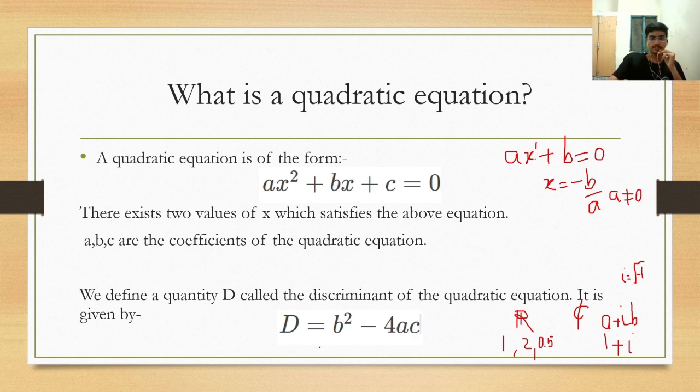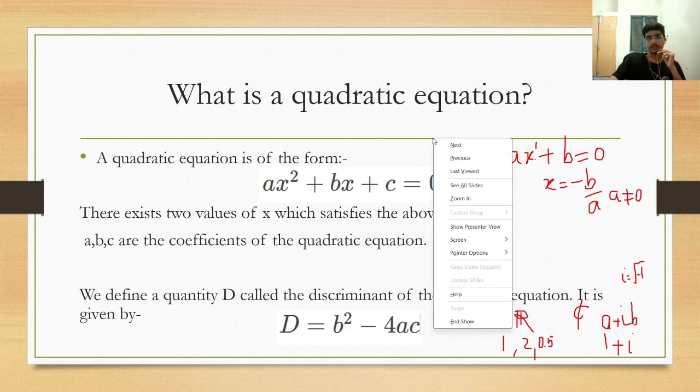So D is basically b square minus 4ac. b is the coefficient of x, a is the leading coefficient, that is the coefficient of x square, and c is the constant term. This D is very important in determining the nature of the roots, whether the roots would be real or complex. We will see how this determines the nature further.